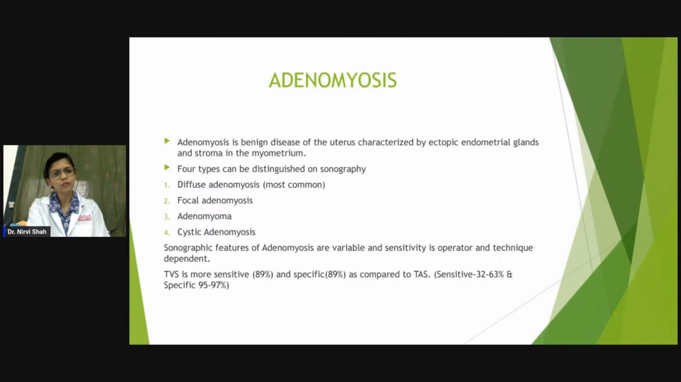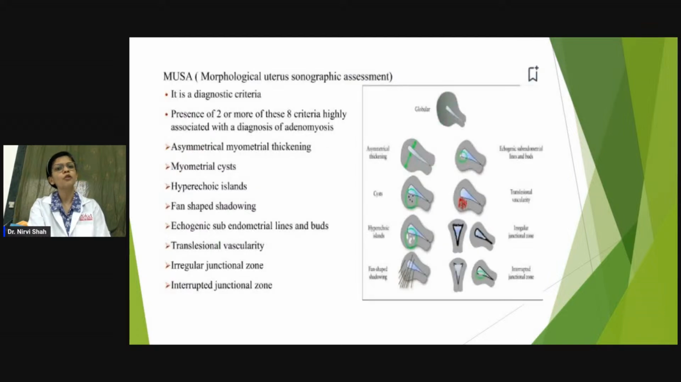So the sonographic features of adenomyosis are actually operator dependent and technique dependent. Also, even in adenomyosis, TVS is more sensitive and specific compared to TAS. For adenomyosis, recently there is the Morphological Uterus Sonographic Assessment, MUSA. It's a diagnostic criteria where presence of two or more of these 8 highly diagnostic criteria of adenomyosis. If two are there, then we call it adenomyosis. So what are these 8 criteria?